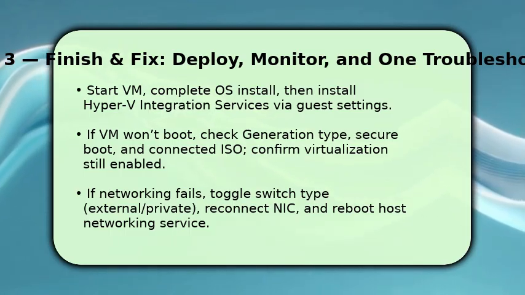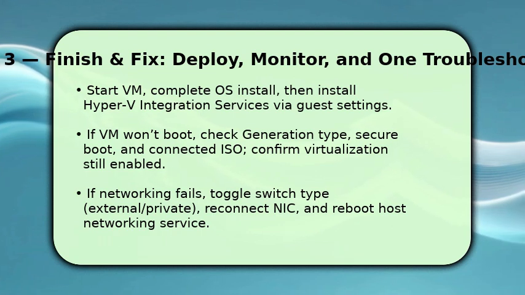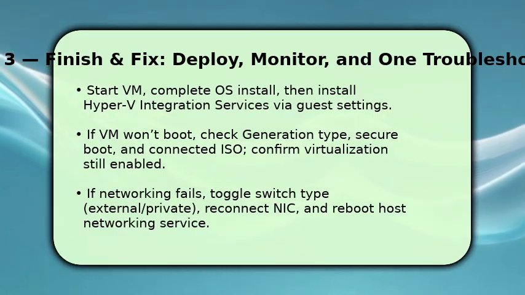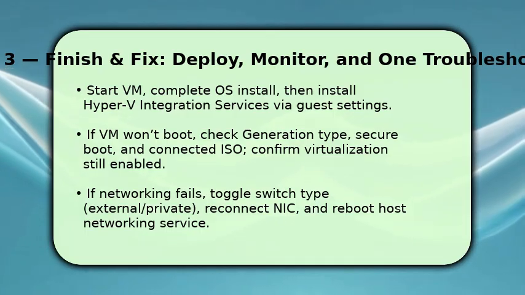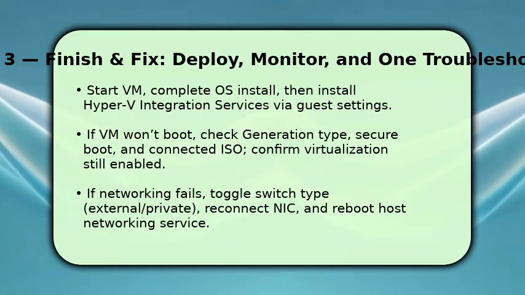Mismatches stop booting. If things go wrong, first verify virtualization remains enabled in firmware and that Hyper-V services are running, then check virtual switch bindings. One key tip: if network connectivity breaks, toggle the switch type or reassign the physical NIC and restart the host network stack. This often resolves common issues.